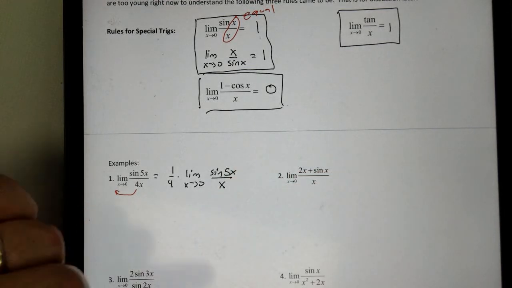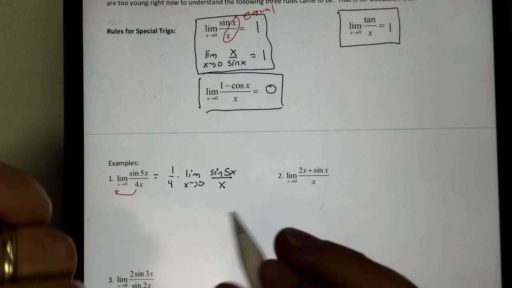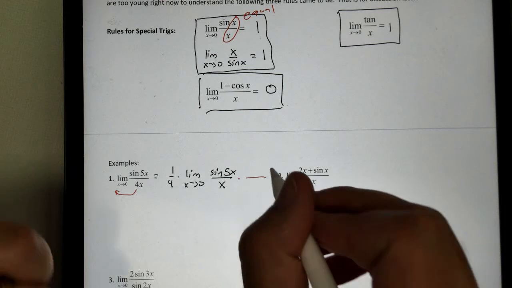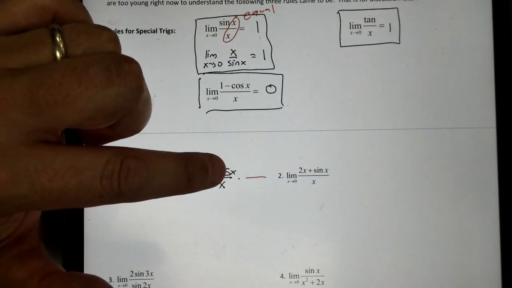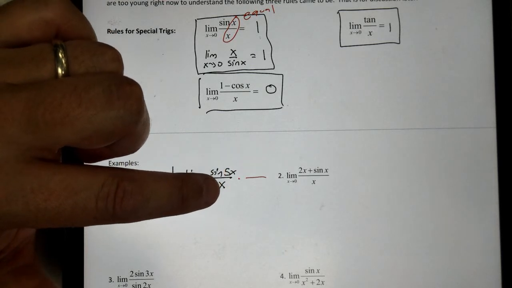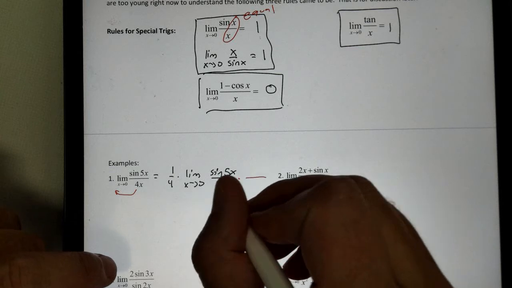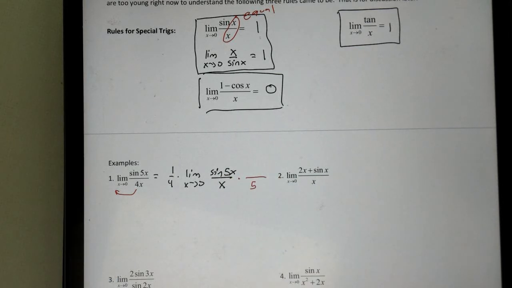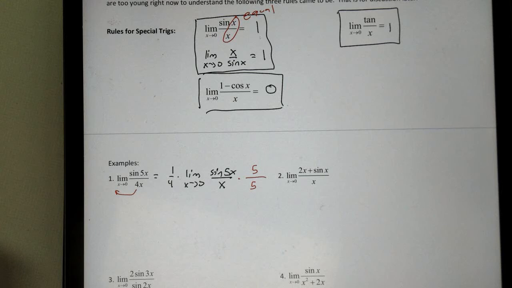Now it's better. See, now I can get this x here to be a 5x. So I am going to think, well, what am I missing? Well, remember, these have to be the same. This 5x I can't change, but this needs to be a 5x. And I can easily make that a 5x if I just multiply the bottom by 5. So I'm going to multiply the bottom by 5. Now in doing so, we also have to multiply the top by 5.